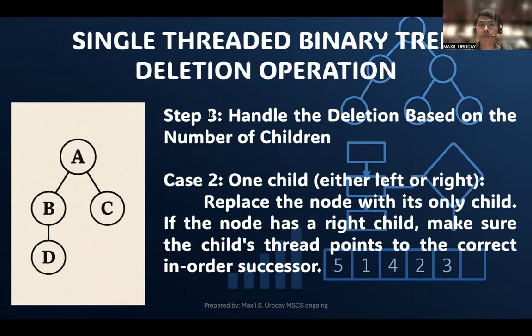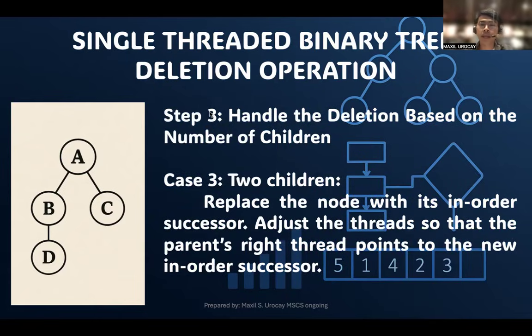It will be better that you identify the in-order traversal once again, so that you can identify the in-order successor and in-order predecessor respectively, and we'll do that also. So the third step: handle the deletion based on the number of children. For two children, replace the node with its in-order successor or in-order predecessor. We adjust the thread so that the parent's right thread points to the new in-order successor.